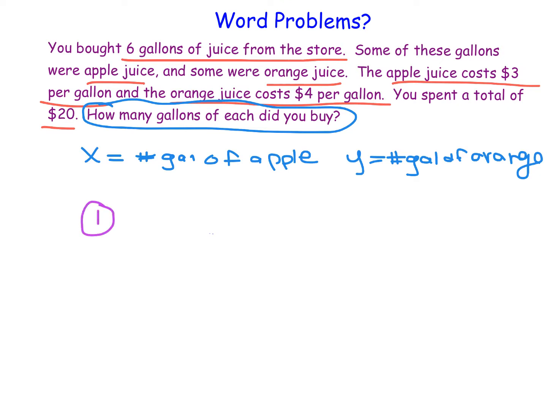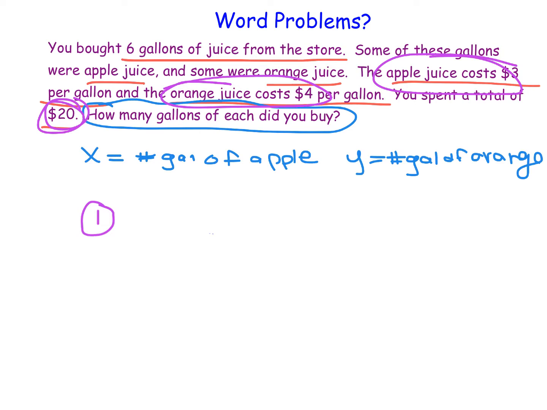And what I noticed as I read through this example is there's a bunch of cost calculating going on. So apple juice costs $3 per gallon and orange juice costs $4 per gallon, and we spent a total of $20. All of those cost calculating items tell me that there is a cost calculation equation that is being used here. So we can actually write an equation that will represent the cost in this situation.